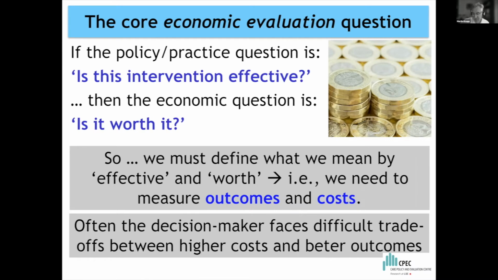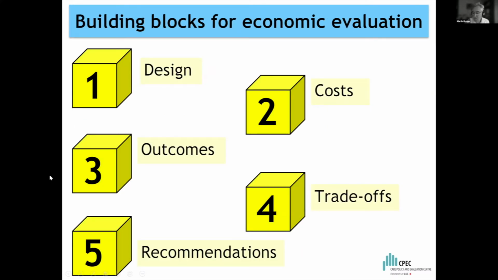The decision maker might have to face a difficult choice. It may be that to achieve greater effectiveness, the decision maker has to spend more money. And so there's a trade-off that has to be balanced up, if you like. So these then are the building blocks for economic evaluation, and one can be much more nuanced and finely grained than this, but these are basically what we're talking about. We're talking about the design of a study, and I'm going to show you, I think, one slide on that. The measurement of costs, the measurement of outcomes, bringing them together, and then making some recommendations.